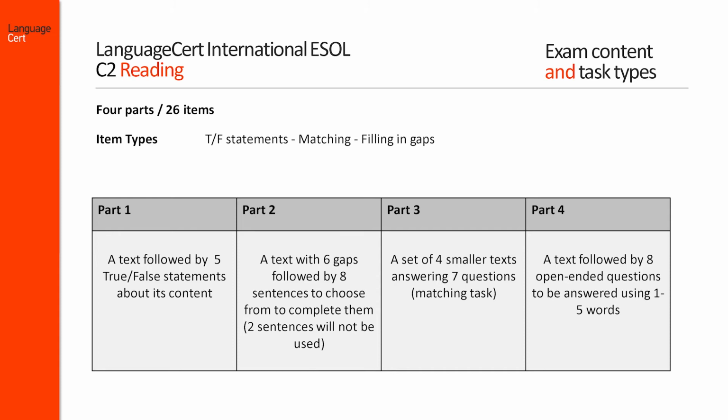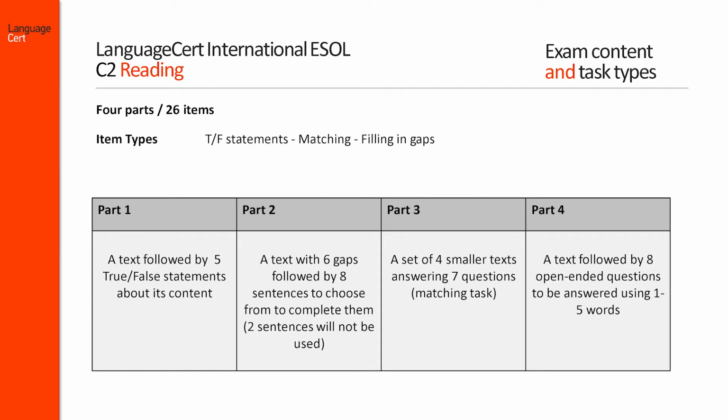Part 2 presents the candidates with a text with 6 gaps, followed by 8 sentences to choose from to complete them, and aims to assess the candidate's ability to understand how meaning is built up in discourse. 2 sentences are provided as distractors.